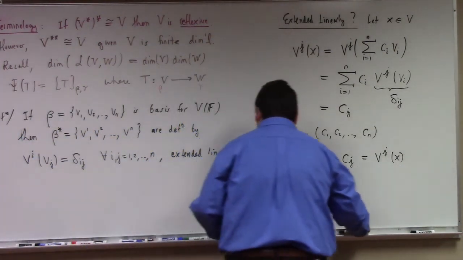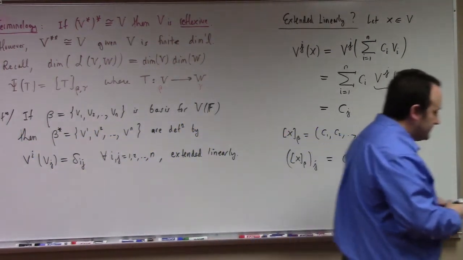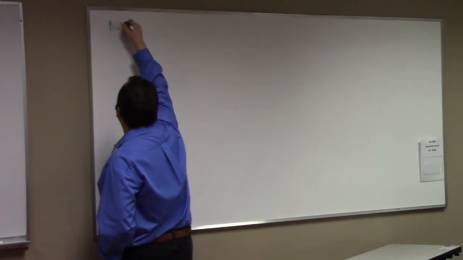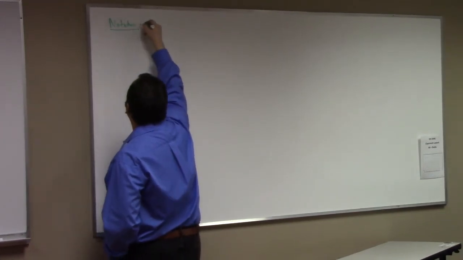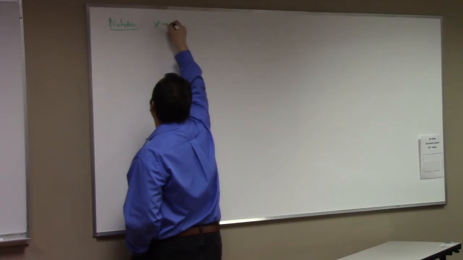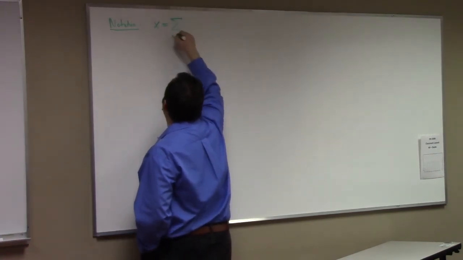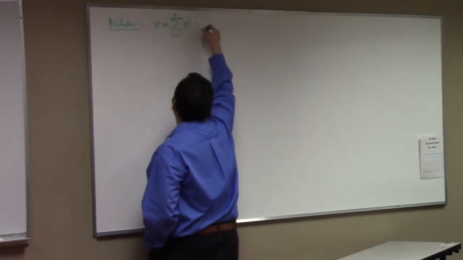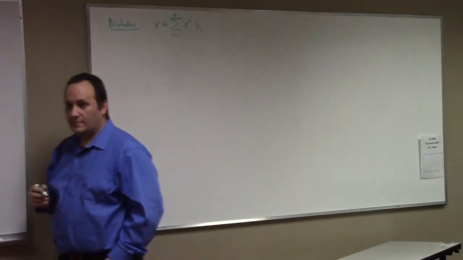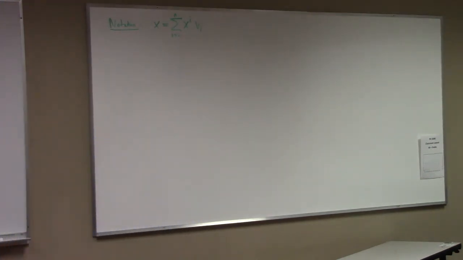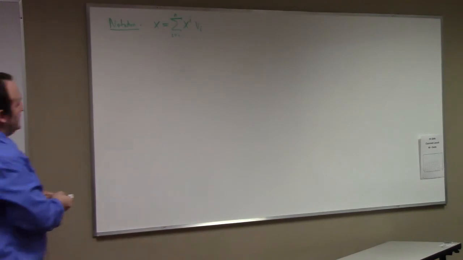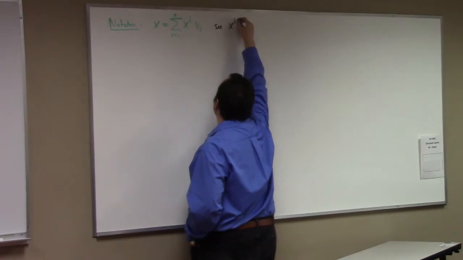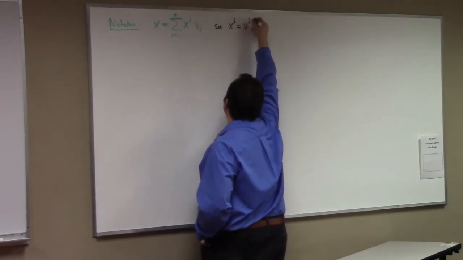So because of this, we introduce a new notation. We will now write x is equal to the sum, i equals 1 to n, of x upper i times V lower i. So we put the index up. And with this new notation, you can see what? x upper i is actually nothing more than V upper i acting on x.